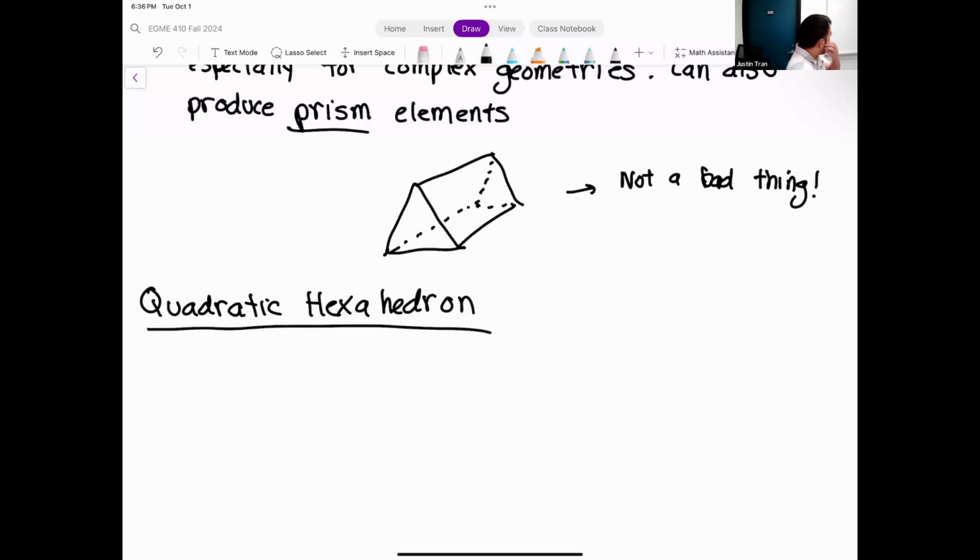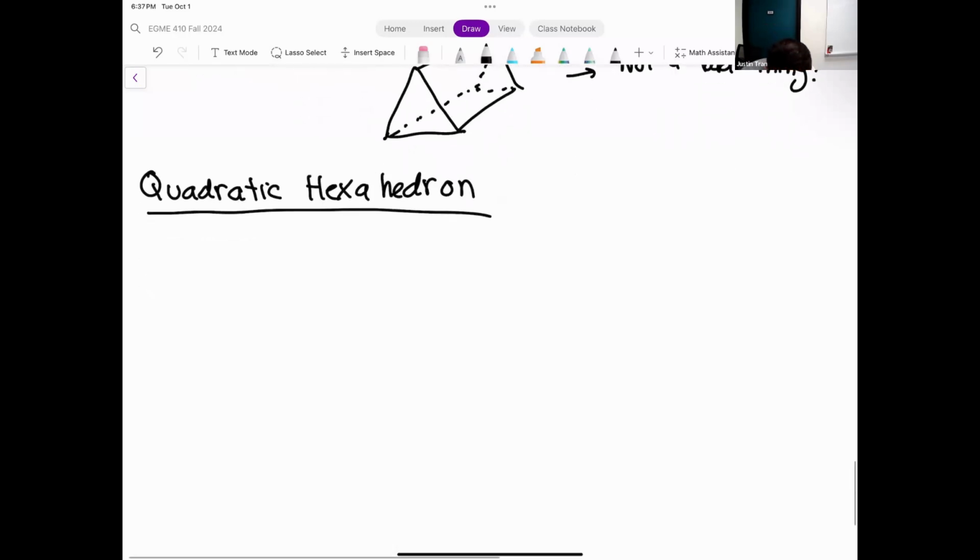It's going to be 2.5x more. If our linear hex has 8 nodes, that means our quadratic hex is going to have 20 nodes. So it's going to be a very, very long shape function.